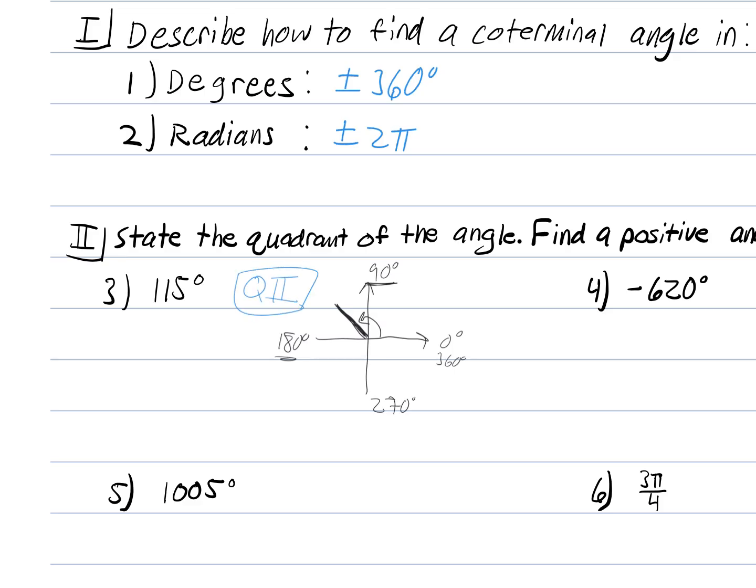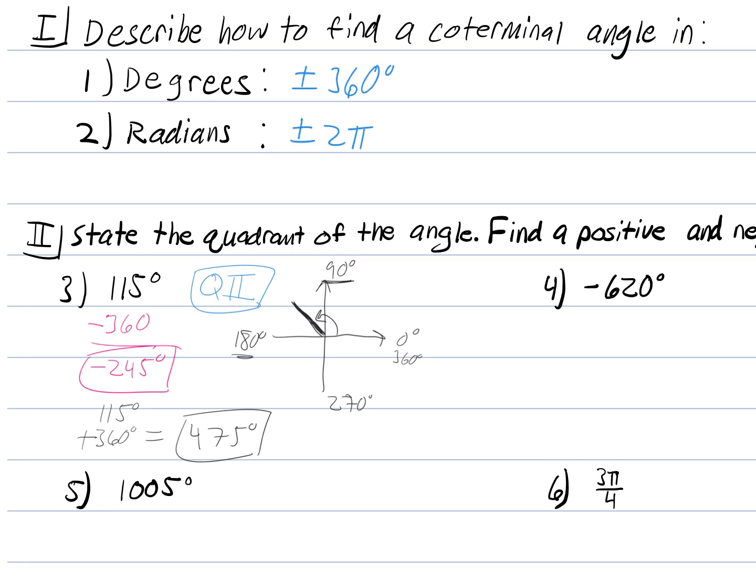All right, now to find a positive and negative coterminal, I can add or subtract 360. I already have a positive, so I'm going to see what happens when I subtract. Let's subtract 360. This should get us negative 245, and that's a valid negative coterminal angle. Now to find a positive coterminal angle, we just found a negative, so let's add to 115. If I add 360 to 115, that gets us 475, which is a valid coterminal angle. All right, let's do the same thing with the next one.